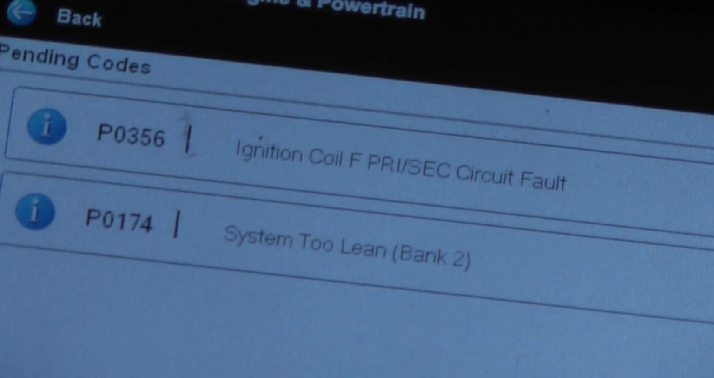Now that doesn't mean we couldn't have an intake runner problem or something like that, but you're not going to have a primary/secondary fault for an intake runner gasket leak. Our focus is going to go right to this ignition system next.